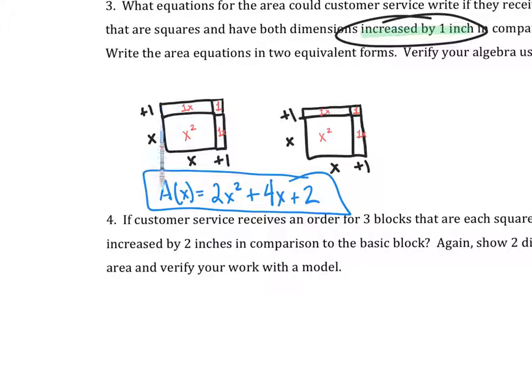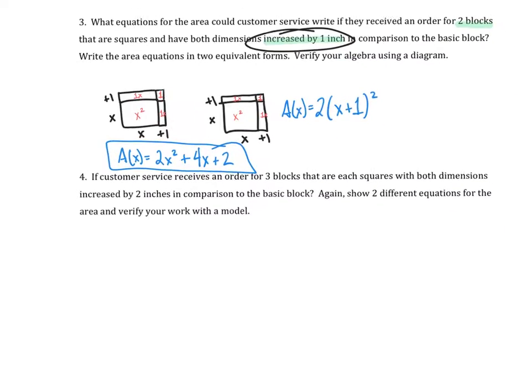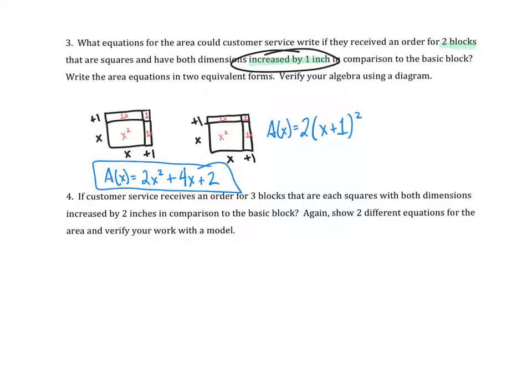The other way to think about this is just to look at the sides. Remember, I've got length times width for my square. So this is x plus 1 on this side, x plus 1 on this side. And I have two of those. So the other one is just going to be A of x equals 2 times x plus 1 squared. Boom. Okay, I'm just going to put the other one up and let you look at it, but hopefully that makes some sense.